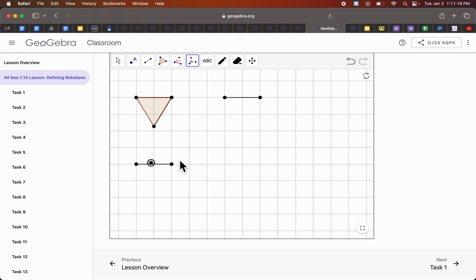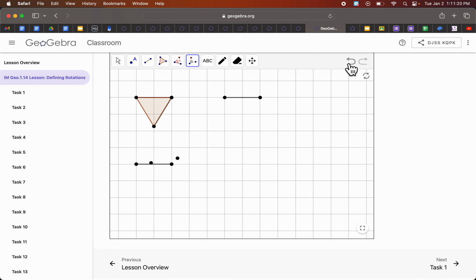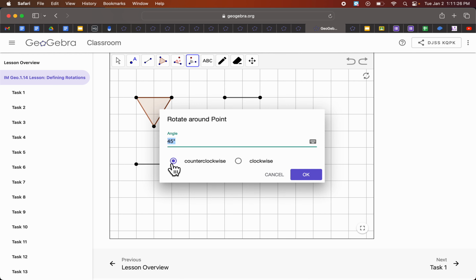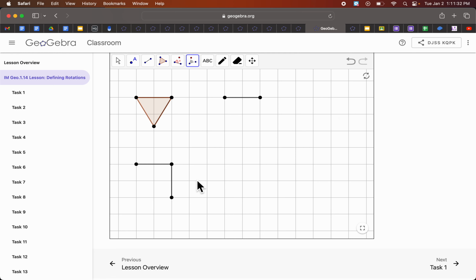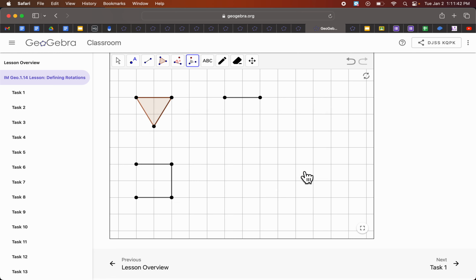Well, oops, didn't mean to do that. Cancel. Go back 1, 2, there we go. All right, select this object, right? Select this corner. I would have to go 90 degrees because that's a right angle, right? And then I could do the same thing here and rotate it around this point. And I'm still going counterclockwise, 90 degrees.